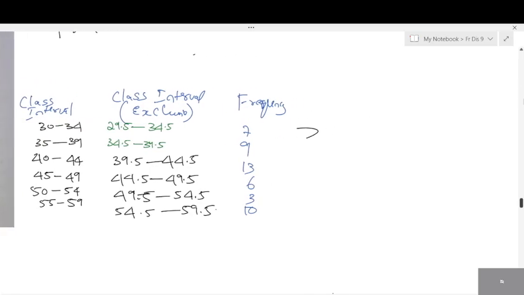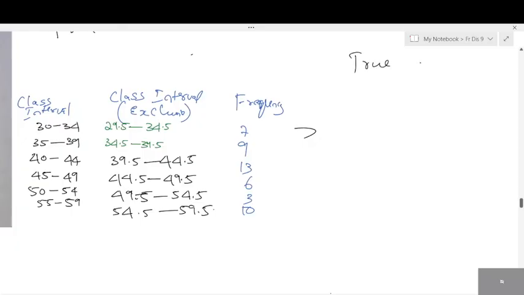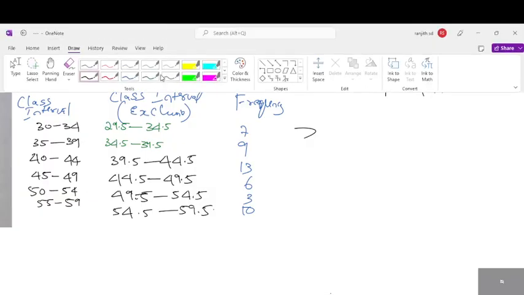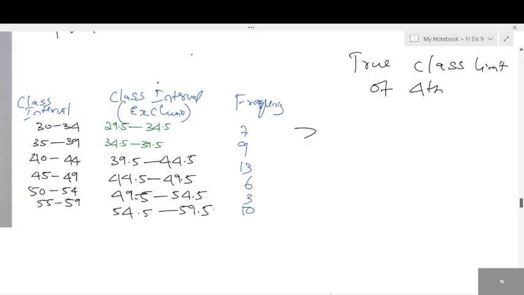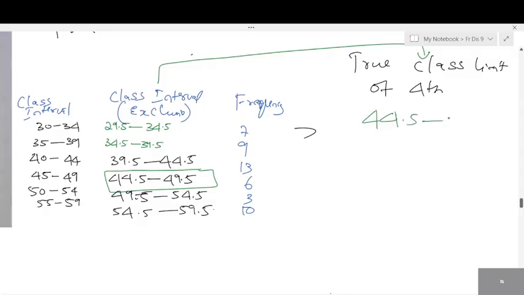The class limit of the fourth class interval, right? Class limit and class interval are the same, students. The meaning of class limit and class interval is the fourth one. Which is fourth here? What's the answer? That's it. You have to just figure it out from here. 44.5 to 49.